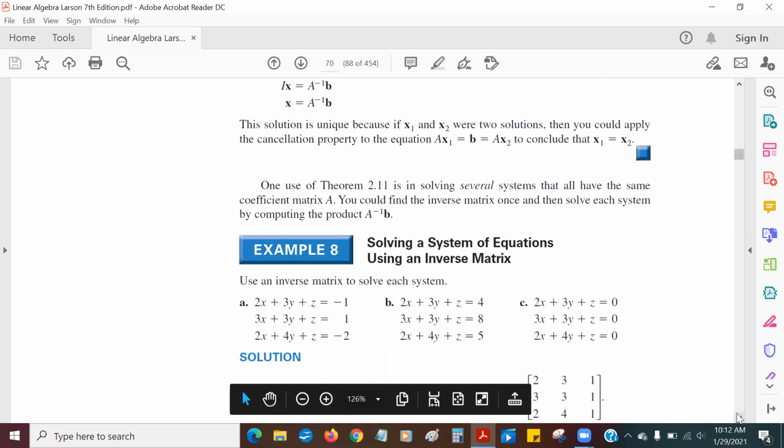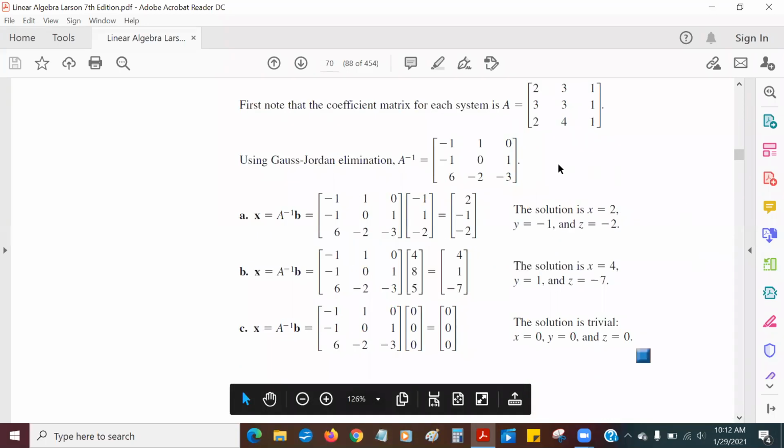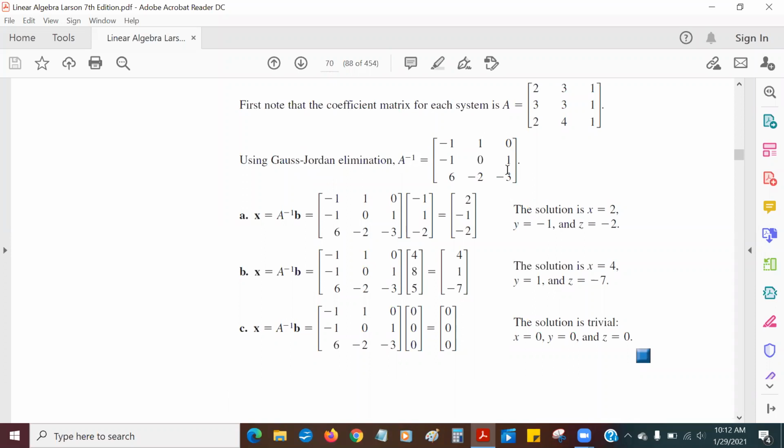Now, normally I would torture you and have you go through the whole process of putting this into row echelon form, blah, blah, blah. But for now, we're just going to tell you that we did that work already, and this is the A inverse. Now, to solve these three equations, I just have to take my inverse matrix, multiply it by the constants, and pow. That's going to be my answer.